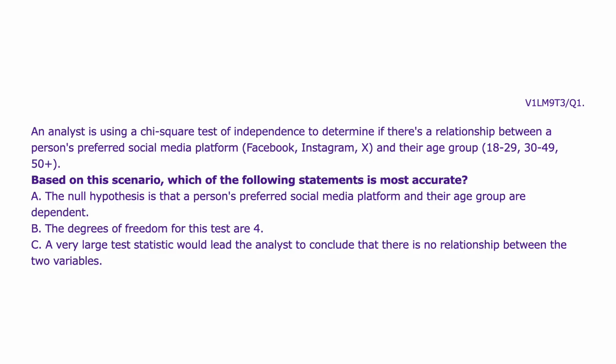A. The null hypothesis is that a person's preferred social media platform and their age group are dependent. B. The degrees of freedom for this test are 4. C. A very large test statistic would lead the analyst to conclude that there is no relationship between the two variables.